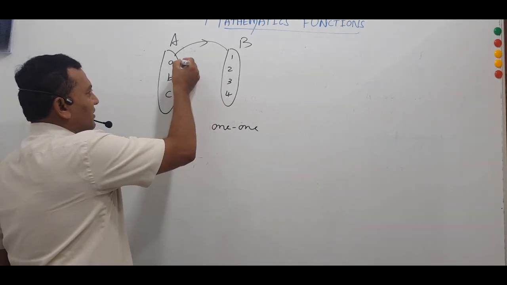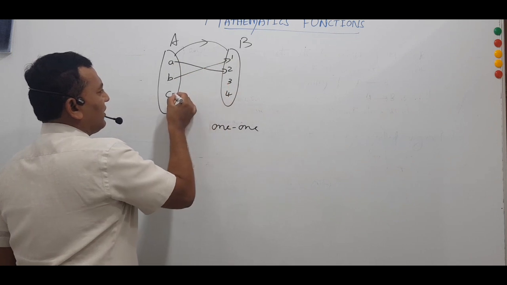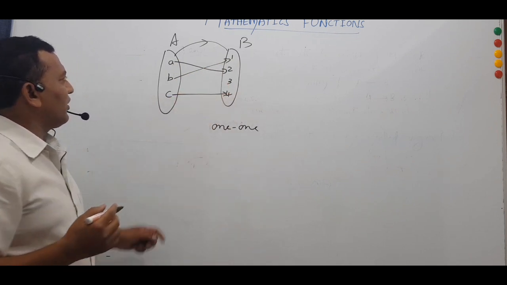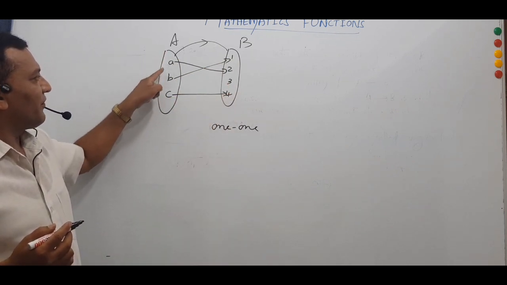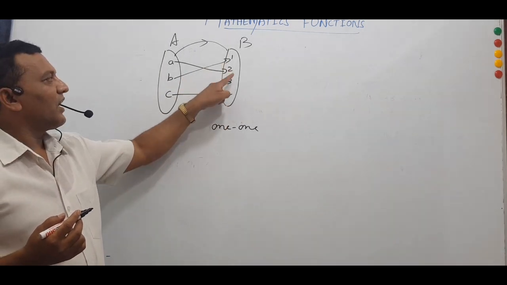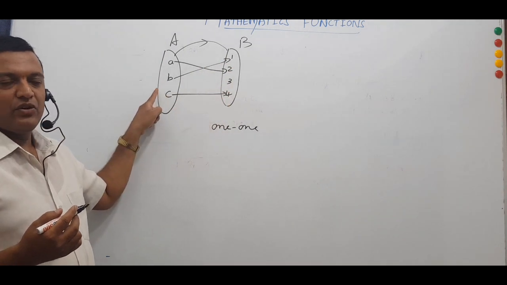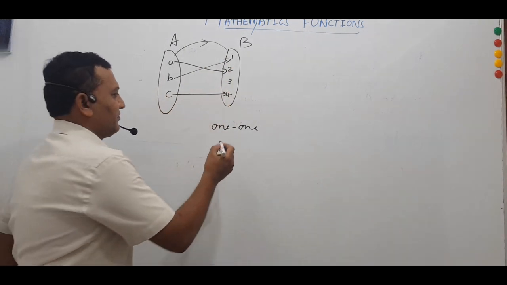That is, distinct images. You can say a can have an image 2, b 1, c is 4. Now you can note that all the elements of A have distinct images in B. But you can see here in B there is an element 3 which has no pre-image. So it is one-one function.